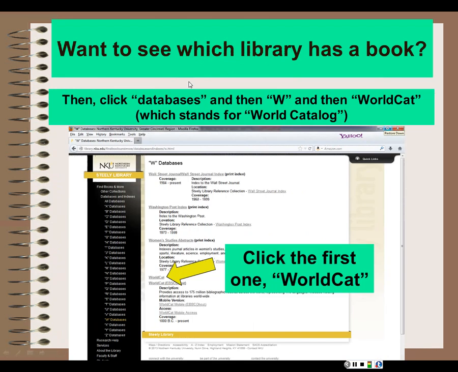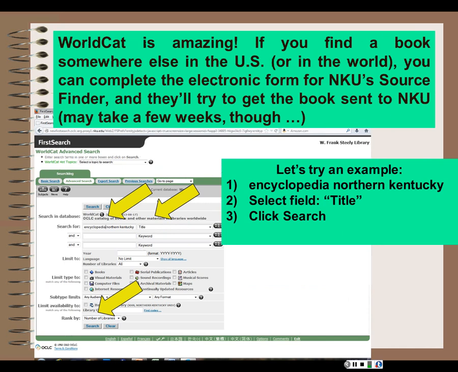For instance, if you go to JSTOR, you can find things. You can click databases and go to WorldCat. WorldCat is literally World Catalog. That is a library catalog for major and even minor universities and public libraries around the world. WorldCat is absolutely amazing. If you find a book there somewhere else in the US or in the world and you want to use it, generally for a course other than this one, because this is only 8 weeks, you can complete what's called the Source Finder electronic form for NKU, and they'll get the book sent to you, or they'll get things scanned for you and sent to you.